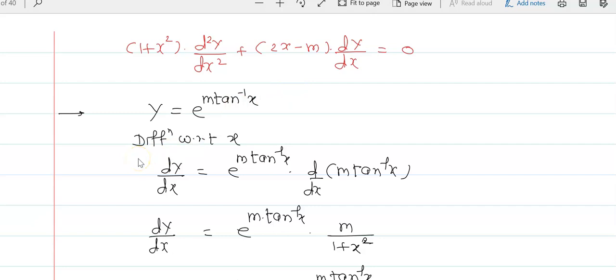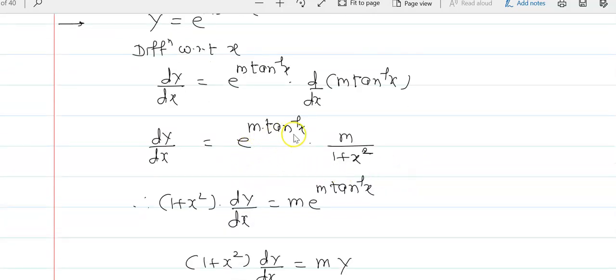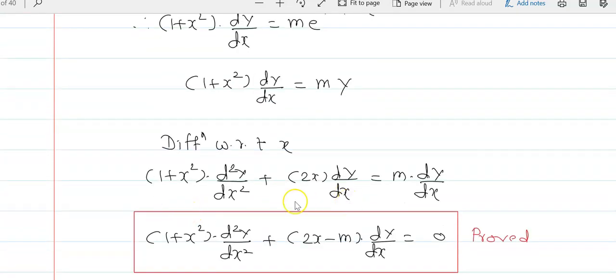Differentiate this with respect to x. Dy by dx, e raised to m tan inverse of x. Derivative of this quantity, e raised to m tan inverse of x. Derivative of tan inverse of x is 1 upon 1 plus x square. 1 plus x square into dy by dx is equals to m into e raised to m tan inverse of x. Again, substitute the value of this e raised to m tan inverse of x. It's y. Again, differentiate and you are getting the final answer.